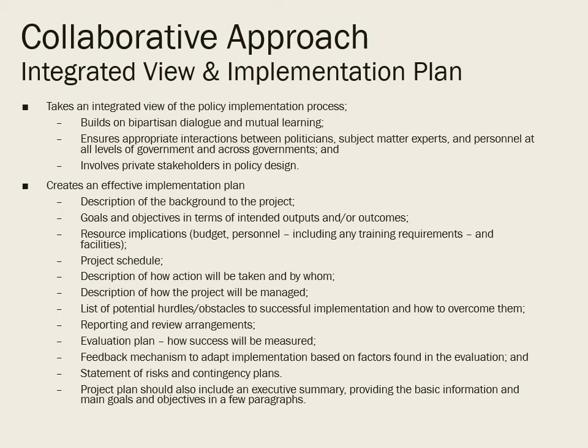You also want to include reporting and review arrangements. Who reports to whom? How often are you reviewing implementation to make sure that it's being effective? Reviewing requires an evaluation plan. How are you going to measure success? And then you actually have to carry that out and have evaluators come in. There also needs to be a feedback mechanism to adapt the implementation to factors that are found in the evaluation. So basically, the evaluator tells you something's working or something's not, and the agency needs to be able to turn around and adapt its process.